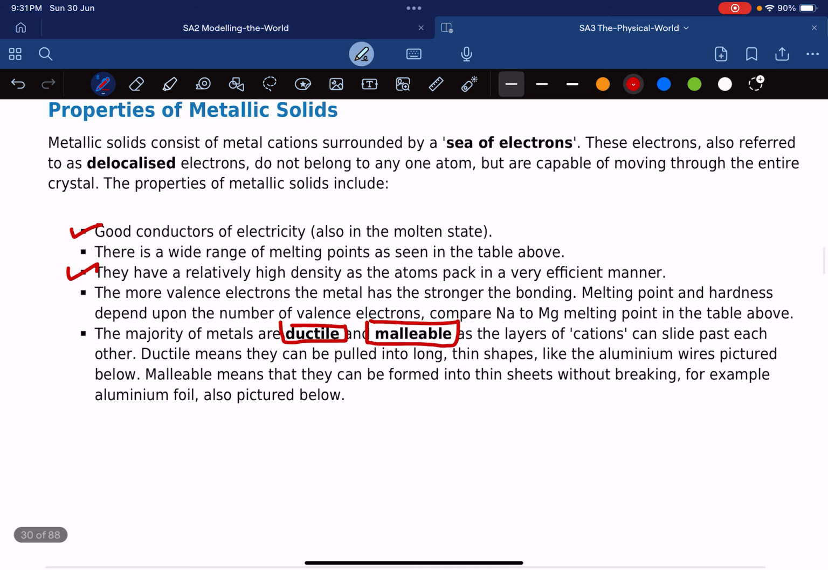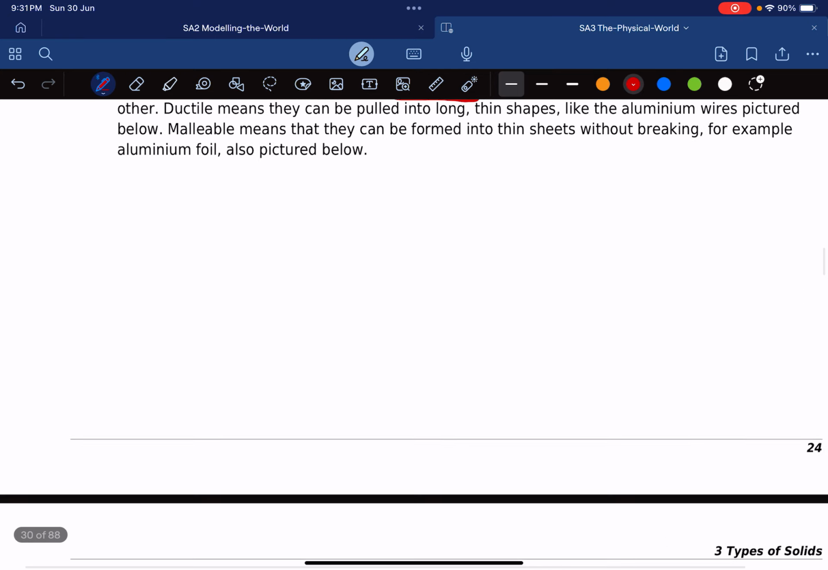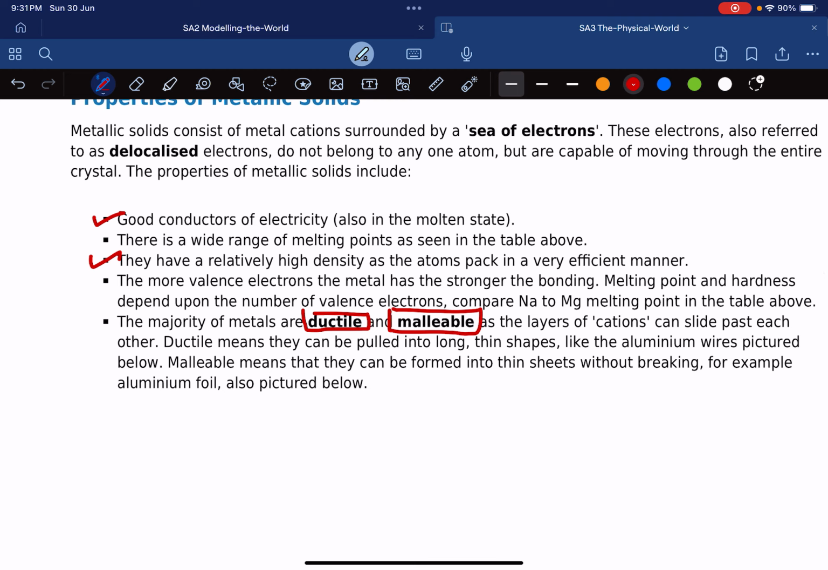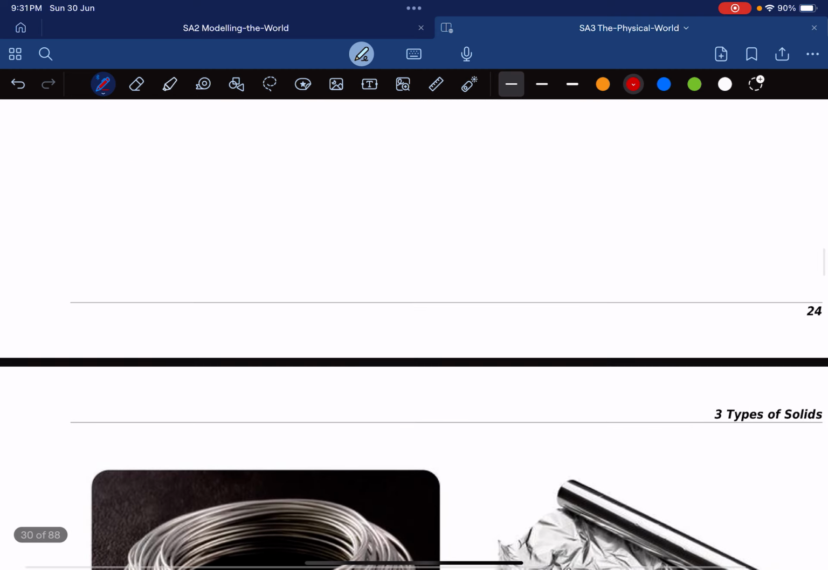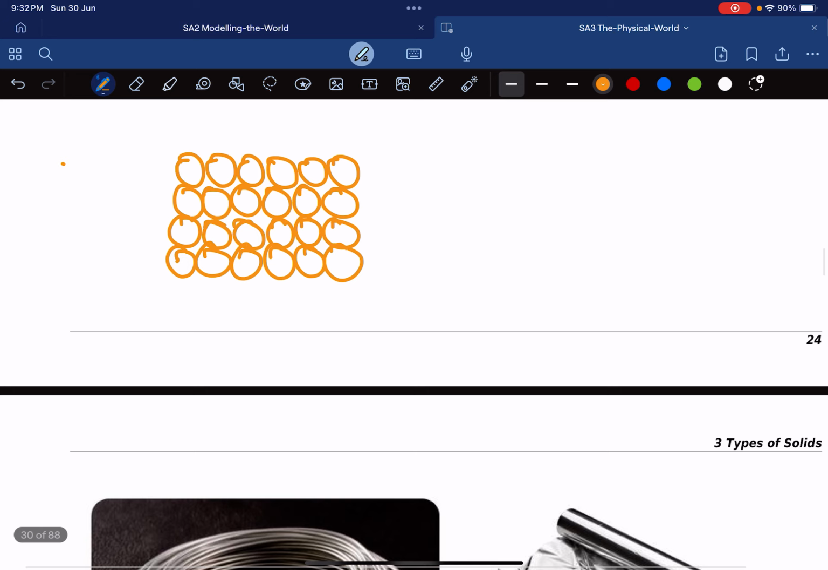Now, ductile basically means they can be pulled to become long wires. Malleable meaning they can be beaten and changed into different shapes. So basically, if you have, let's say, a layer of atoms of metals, right? Let's say this is one layer, then this is another layer of atoms of metals. Okay, so let's draw 4 layers of atoms here. 4 layers. So when a force is applied, let's say you apply a force over here, right?